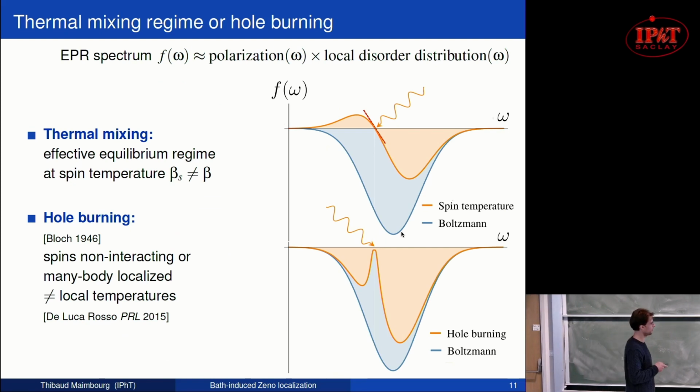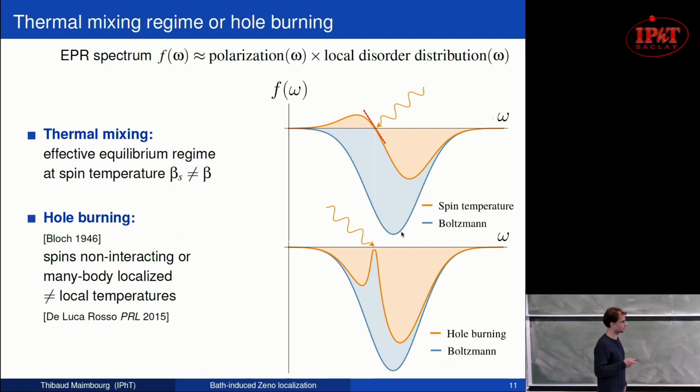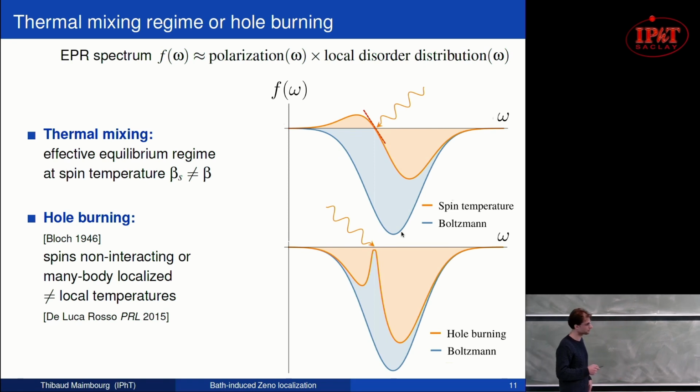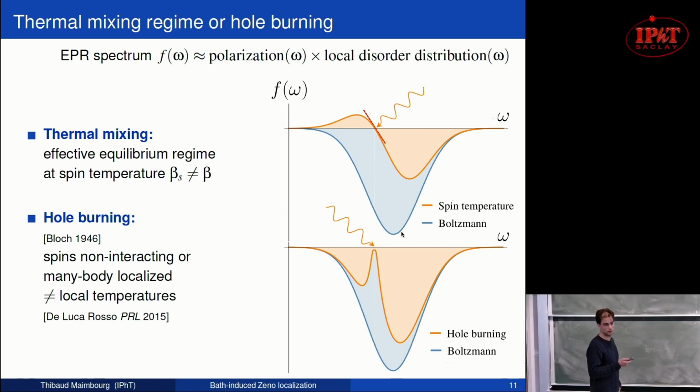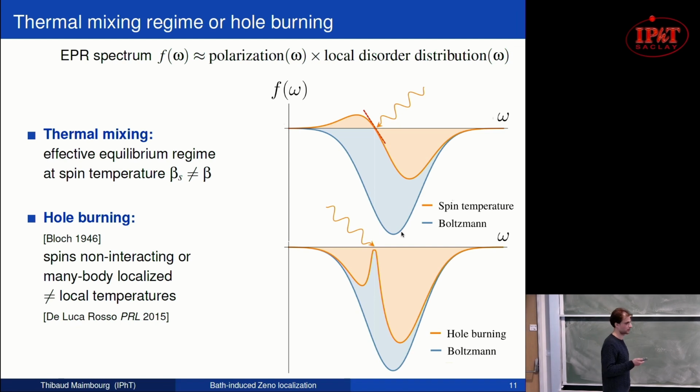Right, so this is the typical thing that experimentalists know how to measure. It's called the electron paramagnetic resonance spectrum. Okay, so it's a complicated observable. I don't want to define it. It's just a spectrum that you can measure in experiments for the electrons. Okay, and typically you see two shapes of this spectrum.